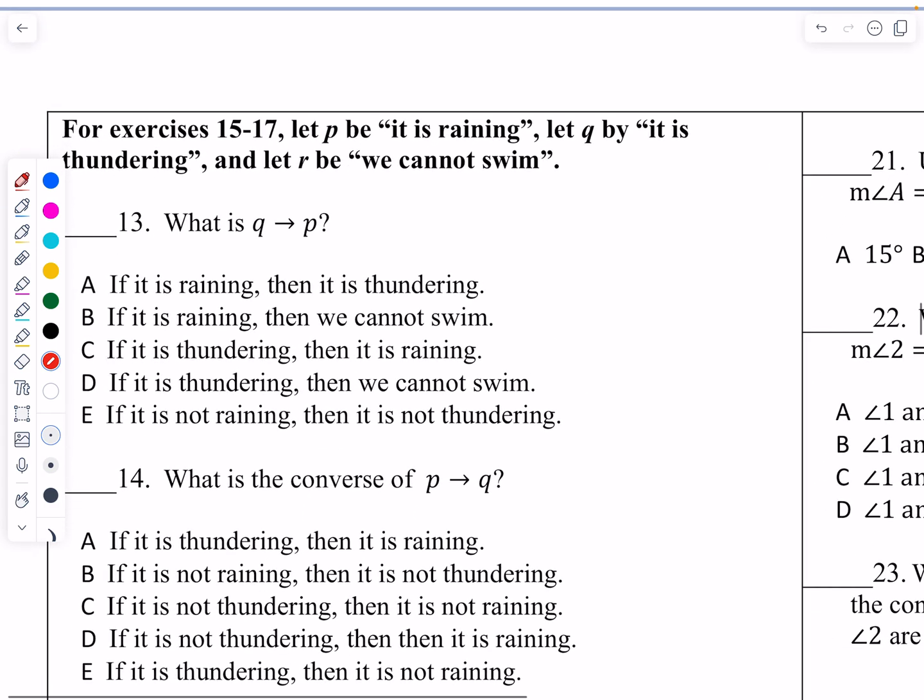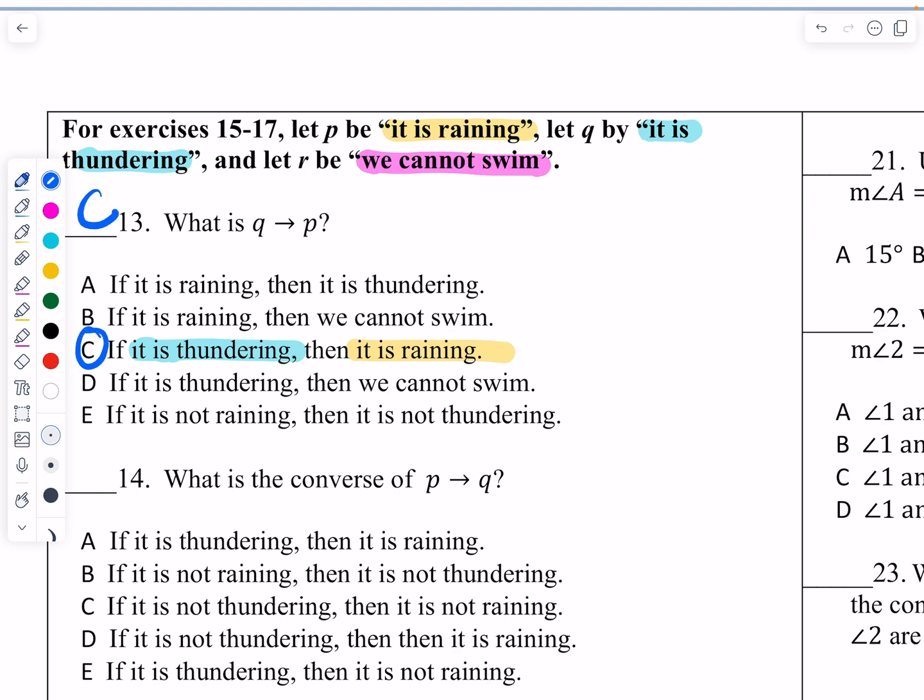It says, for exercises 15 through 17, let P be, it is raining. Let Q be, it is thundering. And then let R be, we cannot swim. So what is if Q then P? Well, that's going to be if blue then yellow. So which one is if blue then yellow? If it is thundering, then it is raining. That is going to be my converse. That is going to be C.